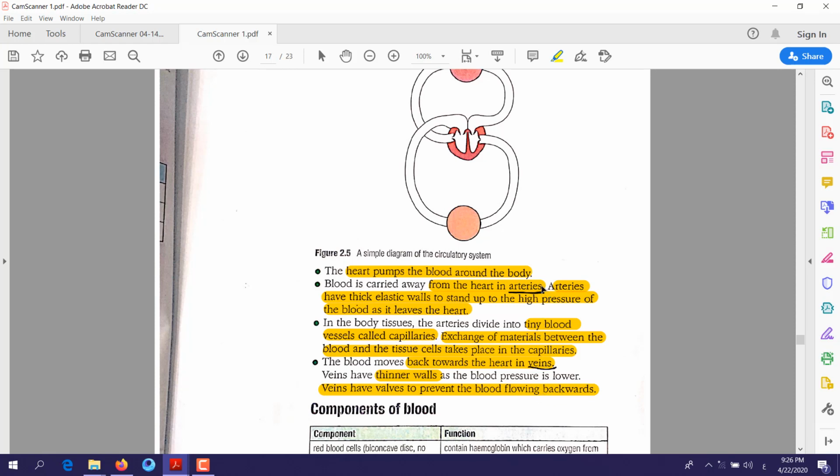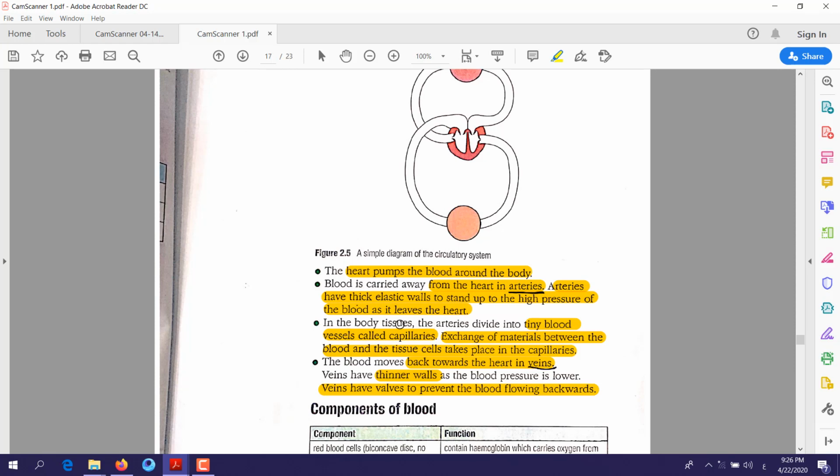Now, if you want to mention the differences between arteries and veins, you will say again: arteries carry blood away from the heart. The vein takes the blood back to the heart. The walls of arteries are thick and elastic. The walls of veins are thin. Veins have valves. The arteries don't.